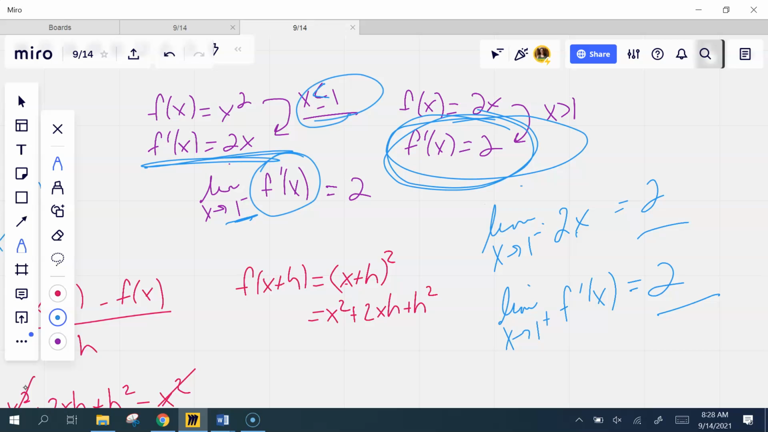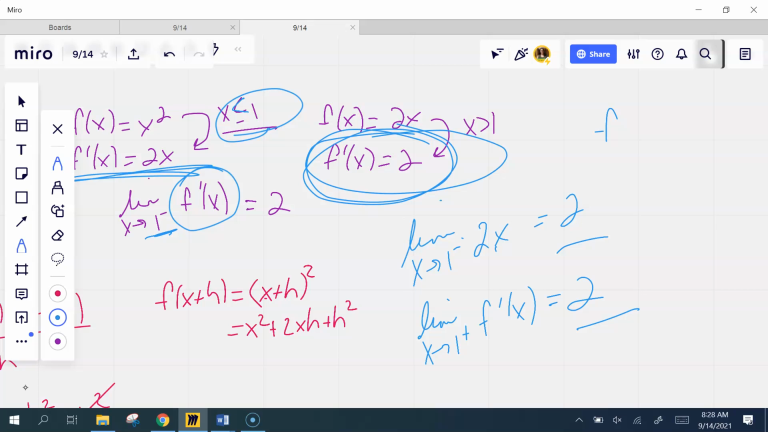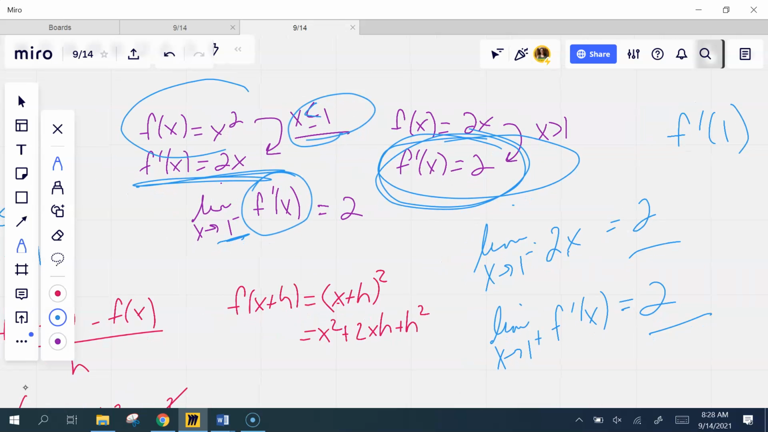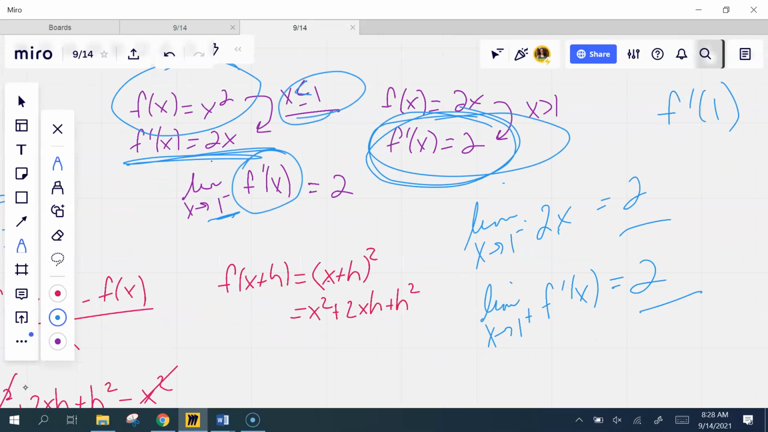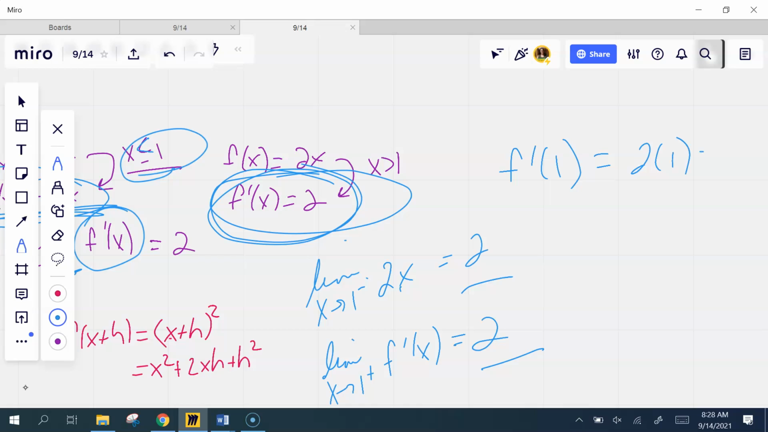It says to use the definition to find the left-hand derivative of f at x equals 1 if it exists. So the left-hand derivative at 1. So I'm looking for f prime of 1 from the left side. Isn't that what it means? So the derivative at 1, but from the left. Which way is from the left? I'm not going to use the squared. I'm going to use the x is less than 1 piece. So I got 2 times 1, which is 2.